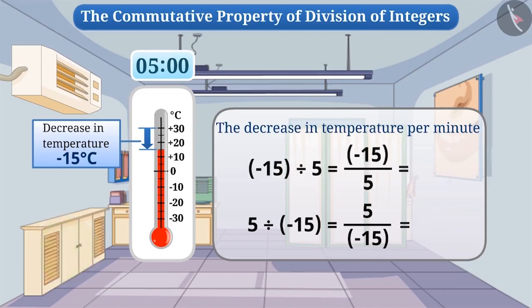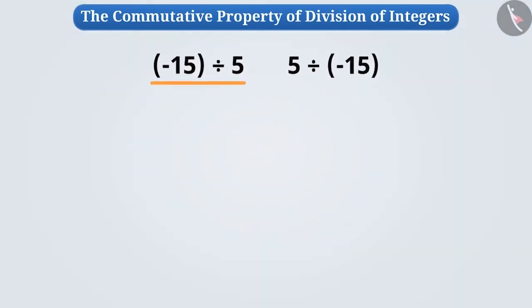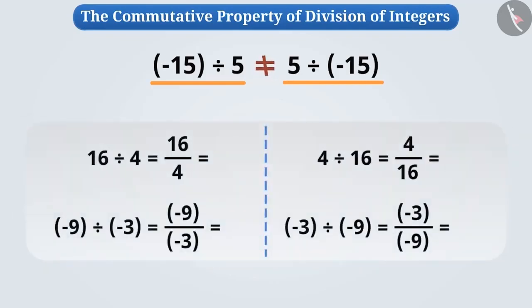The result of minus 15 divided by 5 will be minus 3. And when the order is changed, the result of 5 divided by minus 15 will be minus 1 by 3. The results are not equal. Therefore, we can say that minus 15 divided by 5 is not equal to 5 divided by minus 15. You can also find out from the following examples. Pause the video and verify that the right side and left side results are not equal.